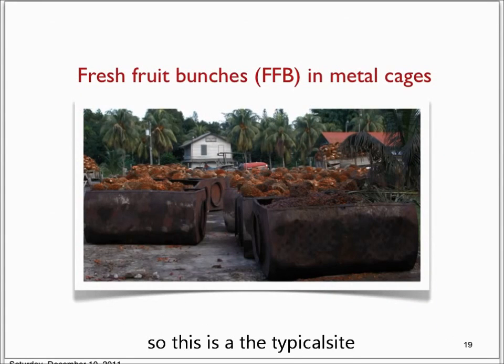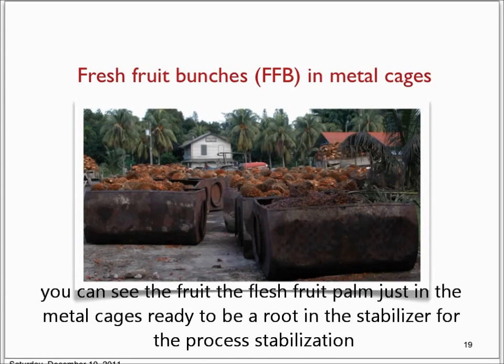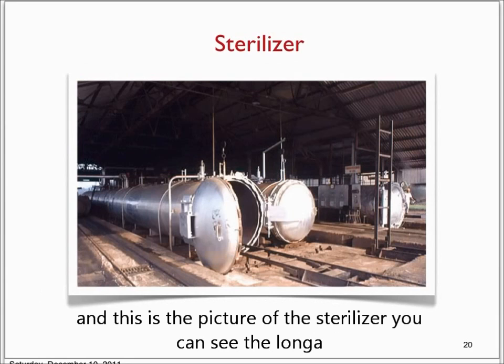So this is a typical site in the factory. You can see the fresh fruit bunches in the metal cages ready to be loaded into the sterilizer for the process of sterilization. And this is the picture of the sterilizer.